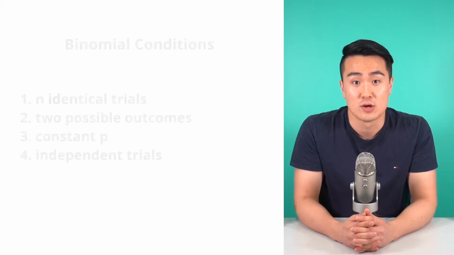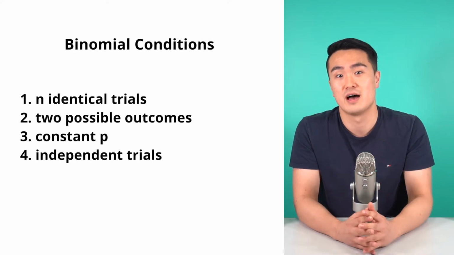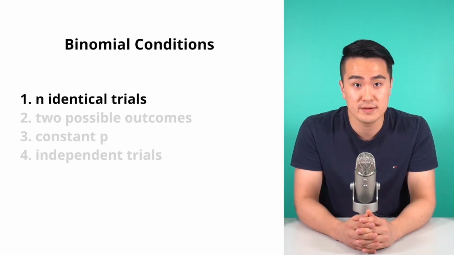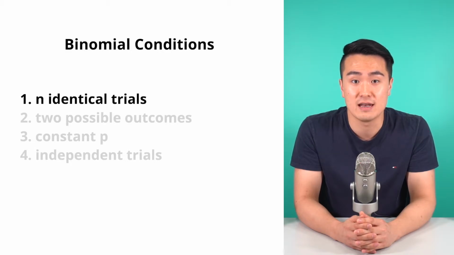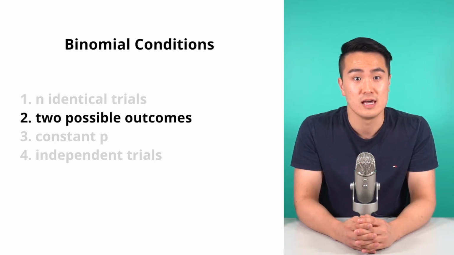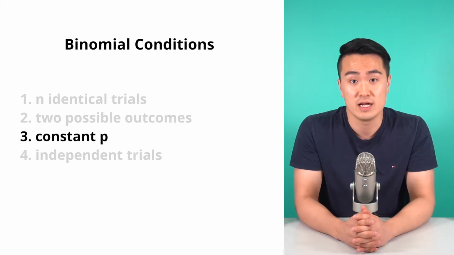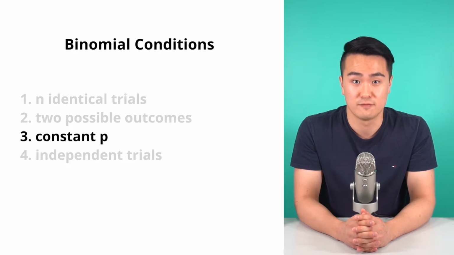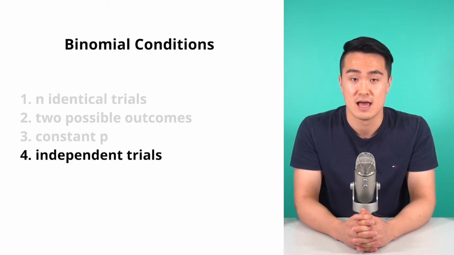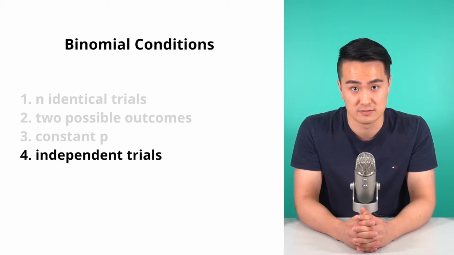This is what we call a binomial experiment. So there are 4 conditions to satisfy a binomial experiment. Number 1, the experiment consists of n identical trials. 2, each trial has only 2 outcomes, success and failure. 3, the probability of success p is a constant between all trials. And 4, the trials are independent. That is, the outcome of any trial does not affect the outcome of any other trial.